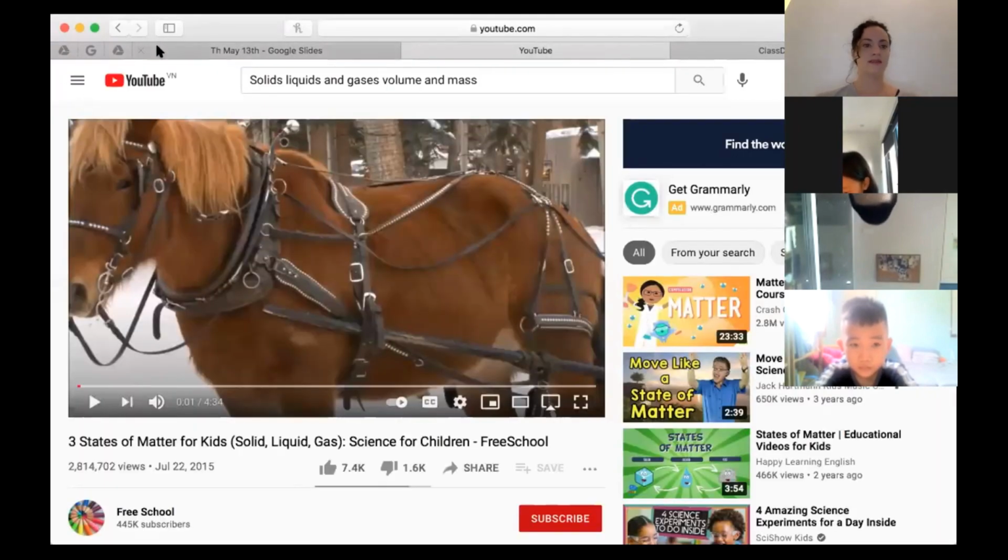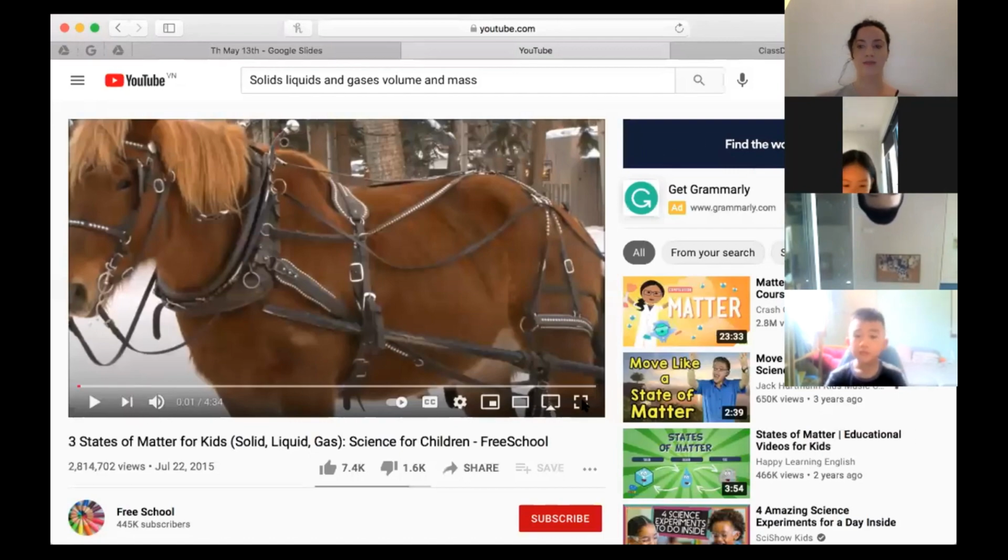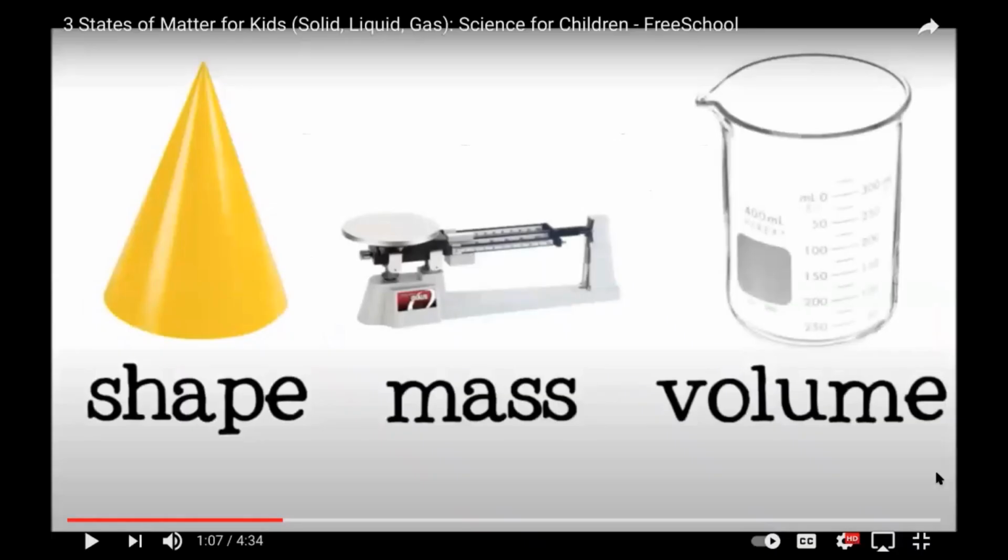I believe this is the next slide. Yep, YouTube video. Okay, everybody, please pay close attention. So here you can see we measure volume. This is 50 milliliters. This is 300 milliliters. This is how much space the liquid is taking up in milliliters. And this mass, this is a scale, not a balance, a scale. The scale will tell us kilograms or grams of mass.